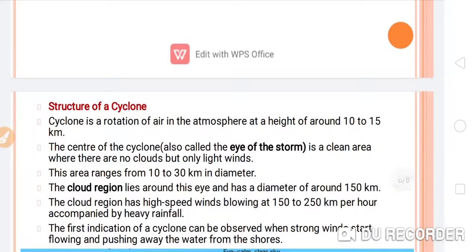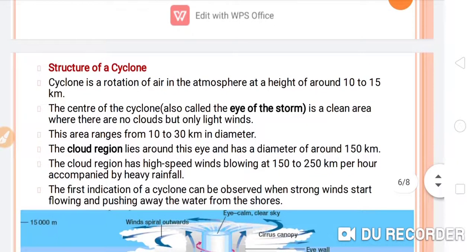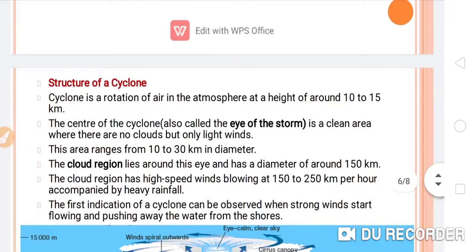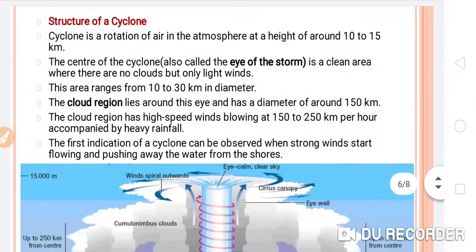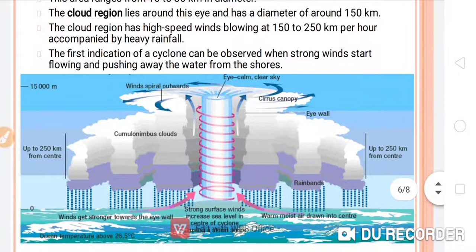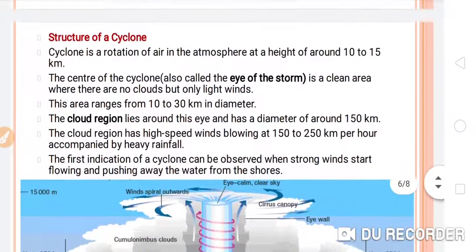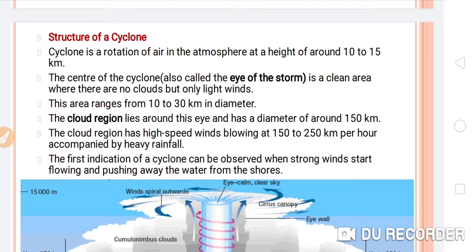Now what will be the structure of the cyclone? So let's see the structure of a cyclone. A cyclone is a rotation of air. You can see in this figure there is a rotation of the air. A cyclone is a rotation of air in the atmosphere at a height of around 10 to 15 kilometers. This is a very huge height.